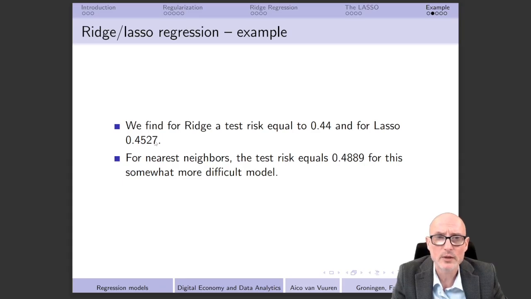0.4527. Take into account that if I would have done nearest neighbors in this particular case, I would not have done as well, because at that moment I would have had a test risk of roughly 0.49. So we see here that Ridge actually does a little better, at least, than the Lasso.